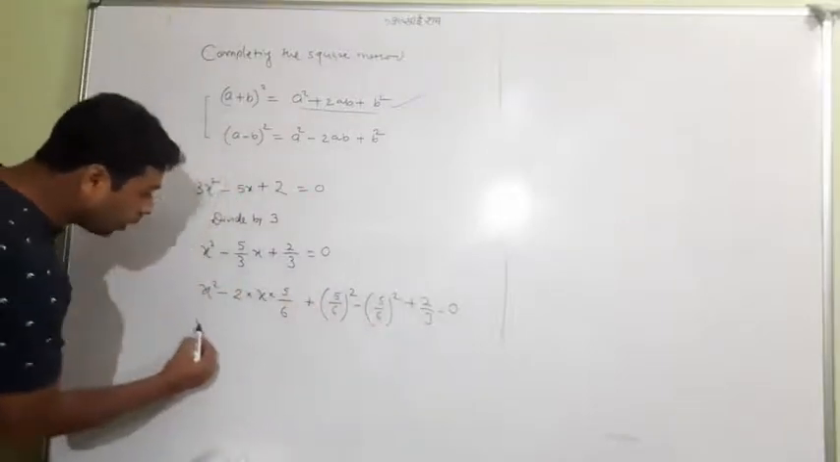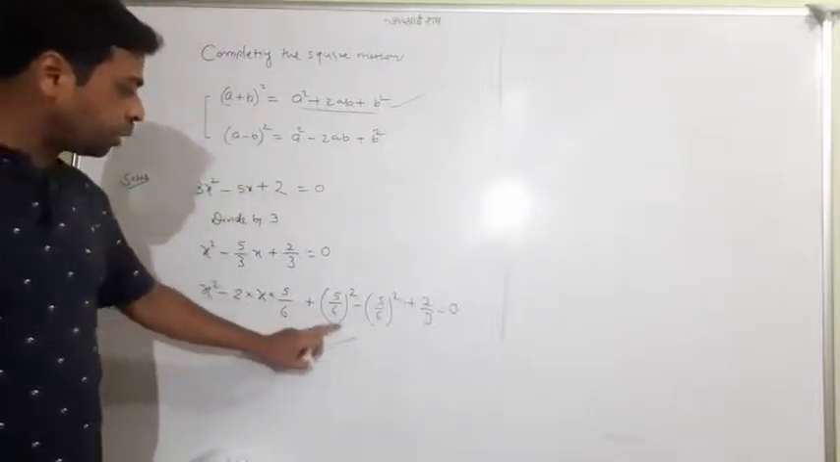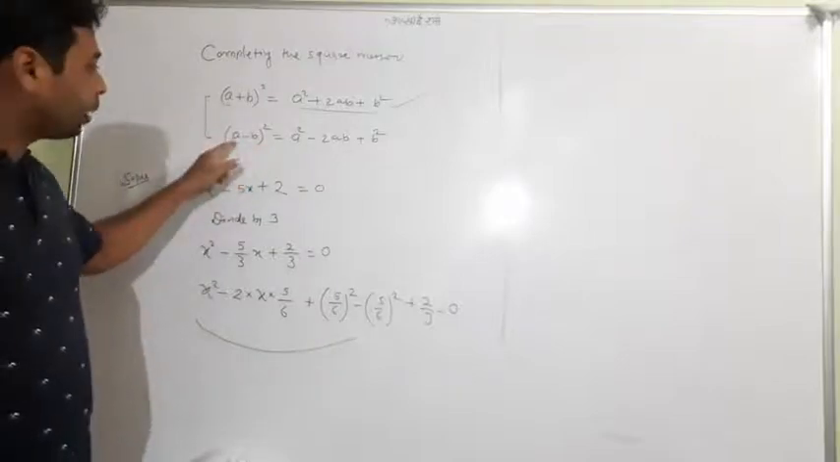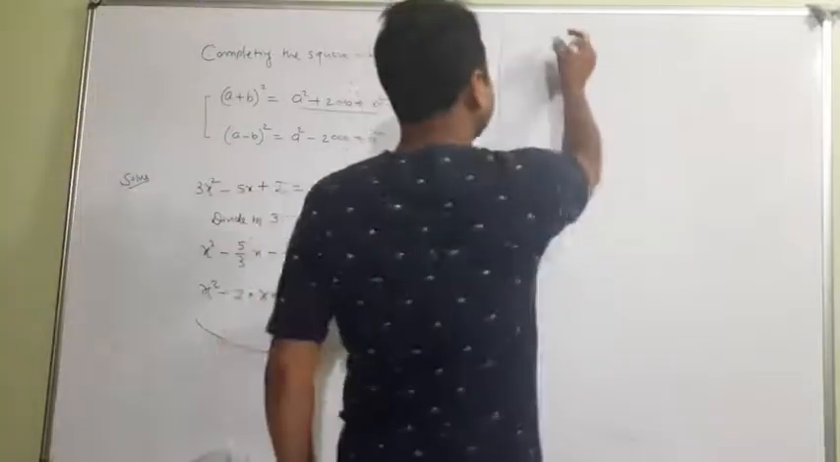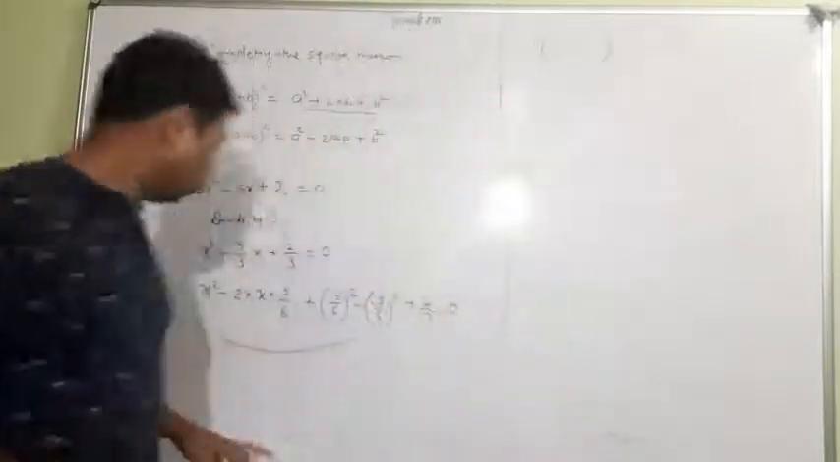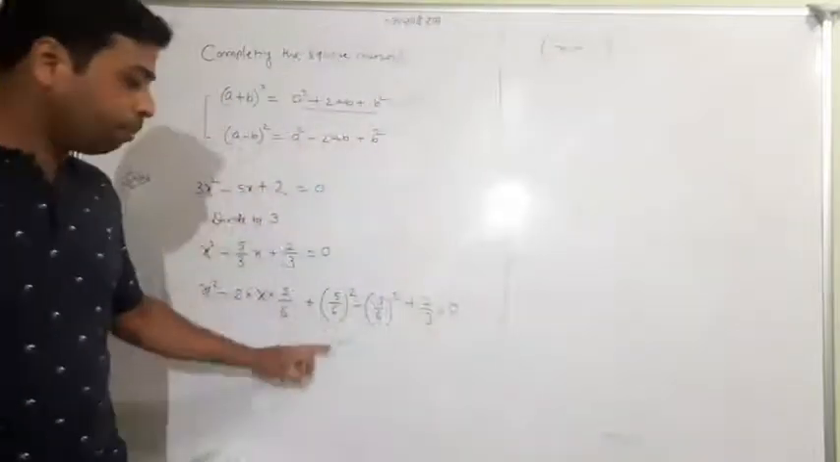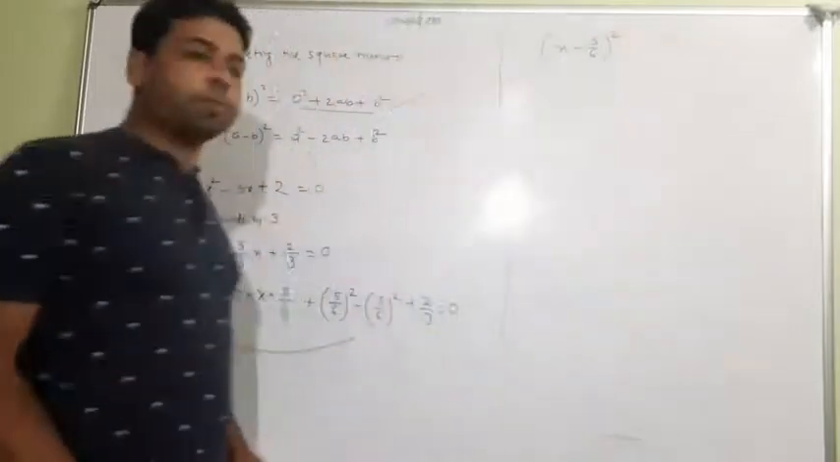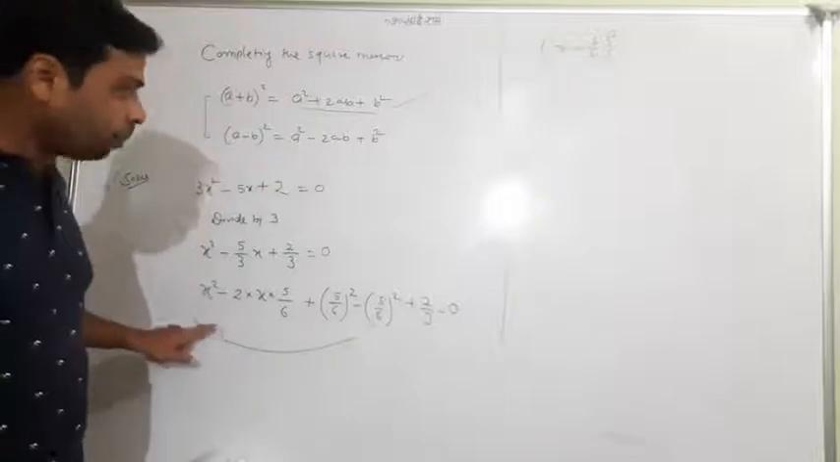Now look at the first three terms. a square minus 2ab plus b square is actually the same as (a minus b) whole square. This is the formula, we'll follow that. So what answer will we get? (a minus b) whole square. So what is my a? It is x. What is my b? It is 5 by 6, and whole square. This is (a minus b) whole square, and this is the three terms balanced.